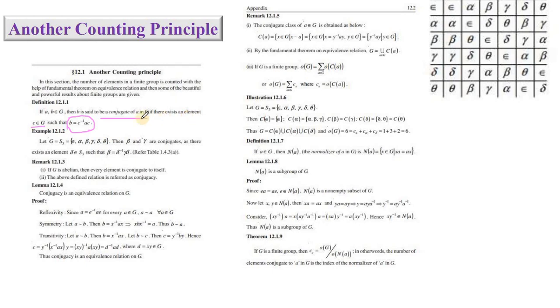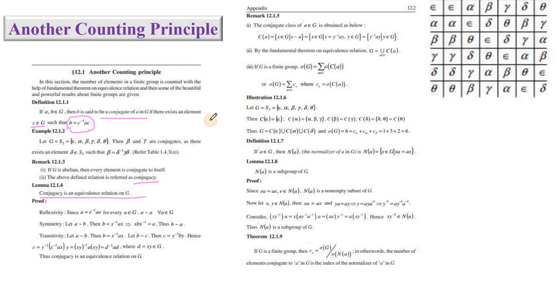It is enough we just say that if there exists an element C in G such that B is equal to C inverse AC. This relation on G is named as conjugacy. So in the first lemma we are going to prove that this conjugacy is an equivalence relation.